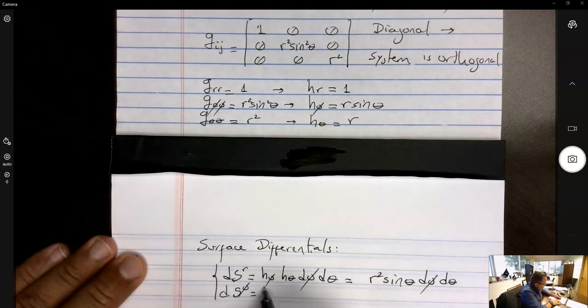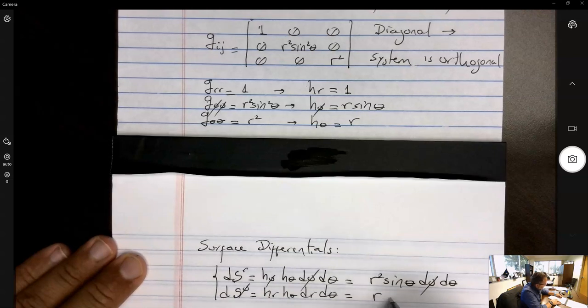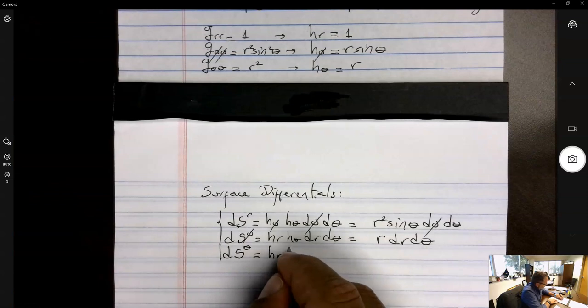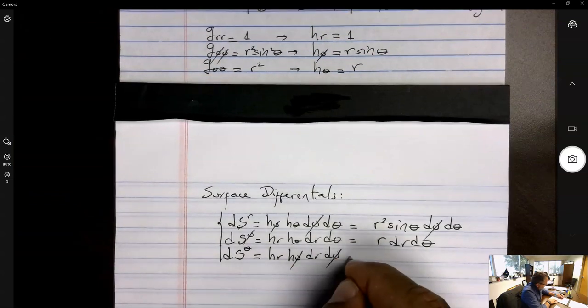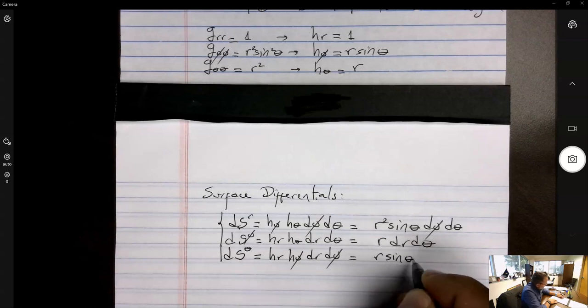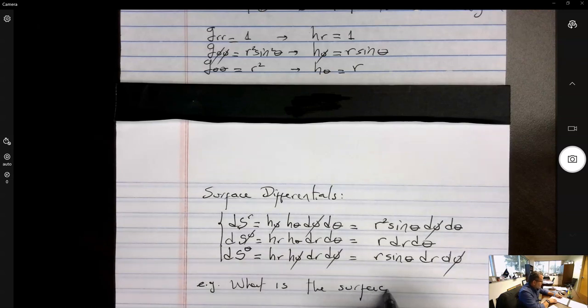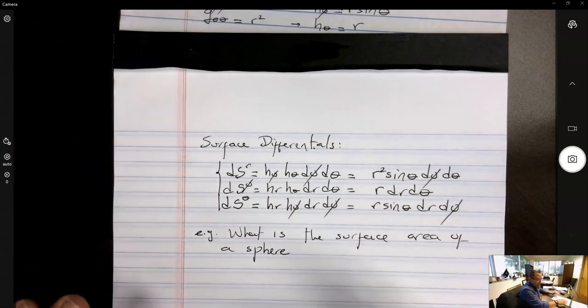ds phi, which is equal to h r, h theta, dr, d theta, will be r times dr d theta, and ds theta, which is equal to h r, h phi, dr, d phi, is equal to r sine theta, dr, d phi. We can, for example, calculate what is the surface area of a sphere of radius r.